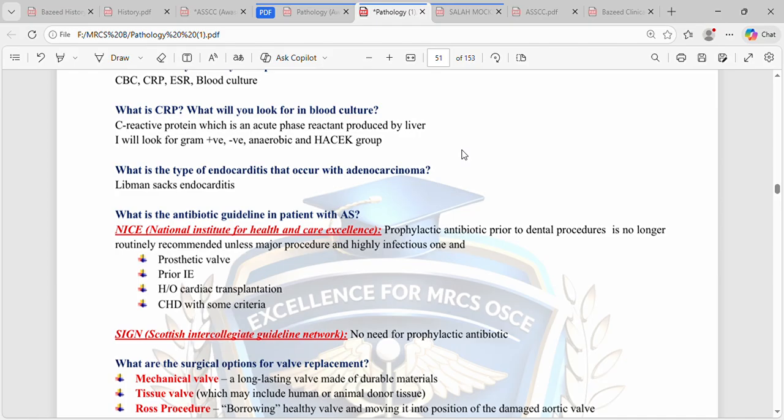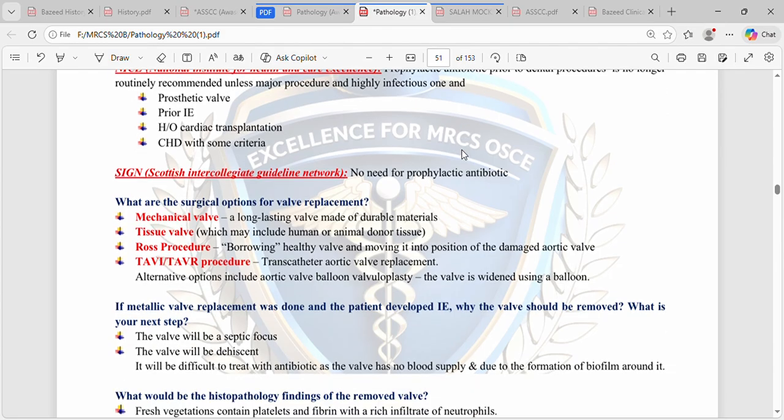And if somebody has a history of infective endocarditis, a history of cardiac transplantation, or congenital heart disease with some criteria. The Scottish Intercollegiate Guideline Network also says that there is no need of prophylactic antibiotics.